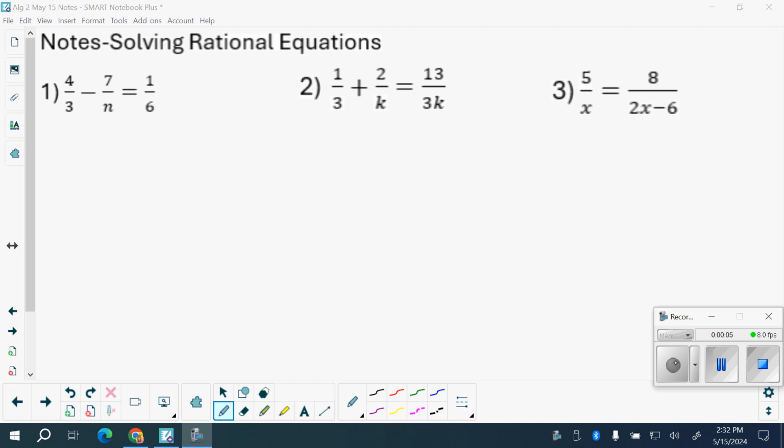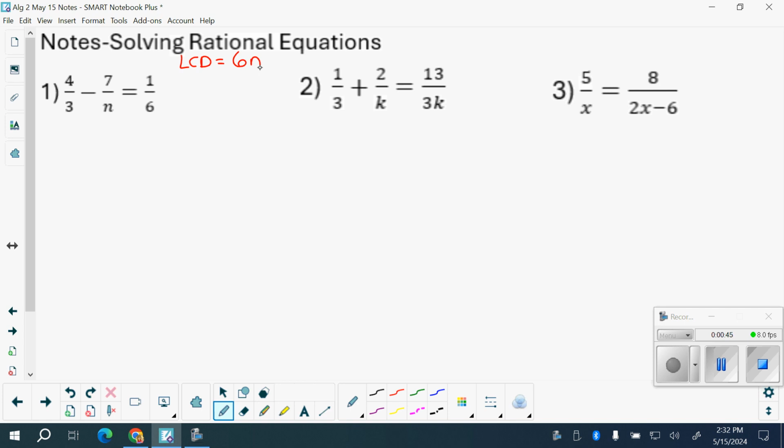So a little bit harder than what we did yesterday, but same idea. Anybody know what the least common denominator would be on number 1? Okay, attention up here, please. So I heard a 6. I heard a 6n. It's 6n. So we need both the 6 and the n.